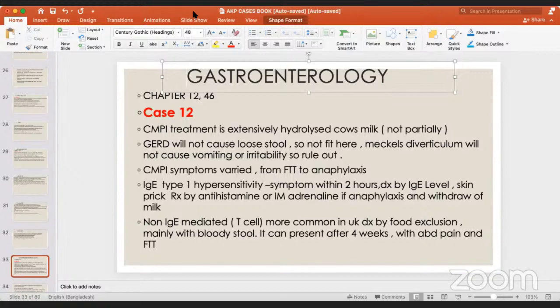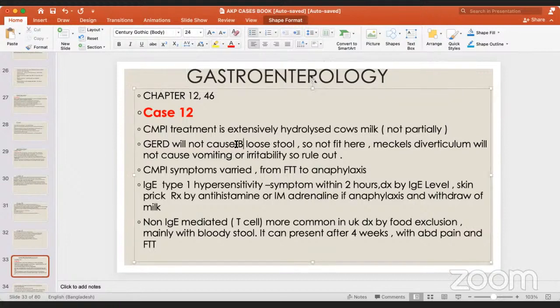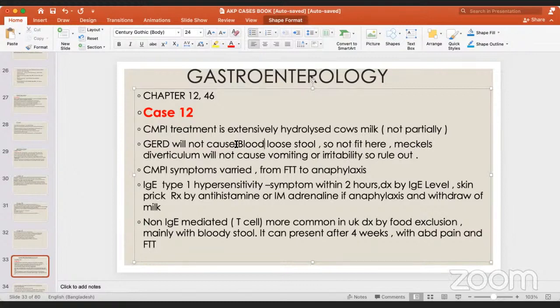So in this baby, we will give extensively hydrolyzed formula. There is another formula, partially hydrolyzed, but we don't use that. GERD will not cause bloody stool, only blood mixed stool, so it does not fit here. And Meckel's diverticulum will not cause vomiting or irritability, so rule out. Meckel's diverticulum may cause vomiting, but very rarely. They actually cause bloody diarrhea.